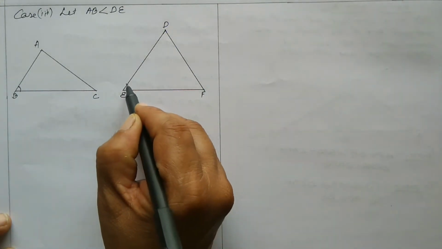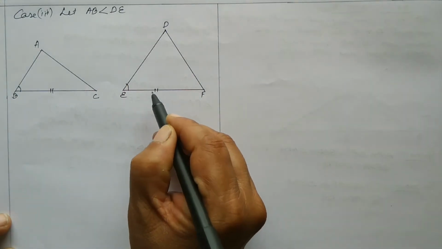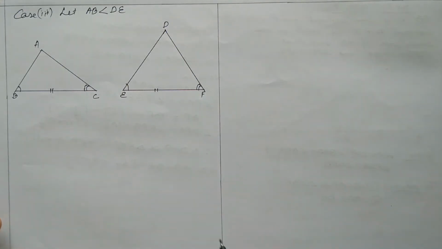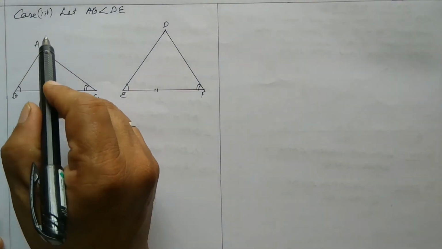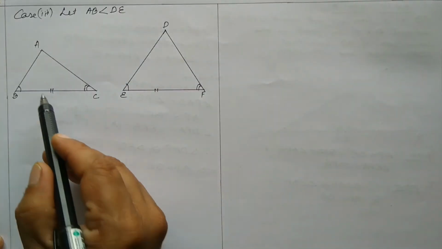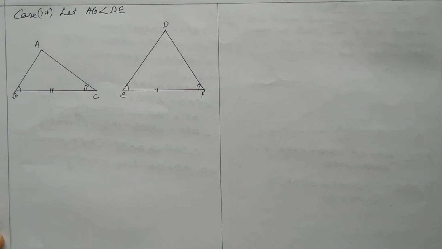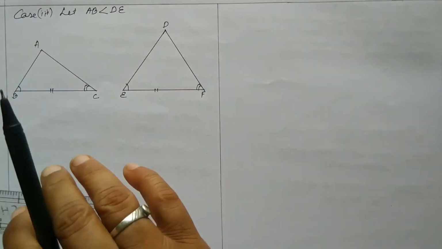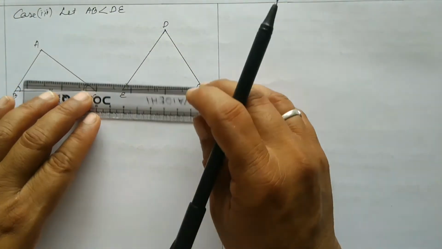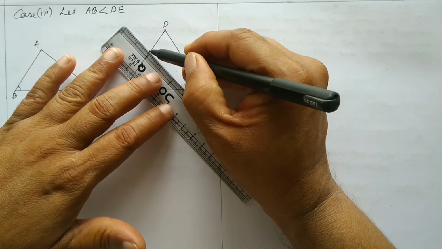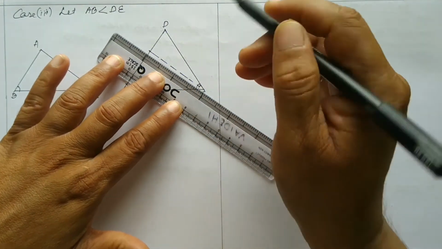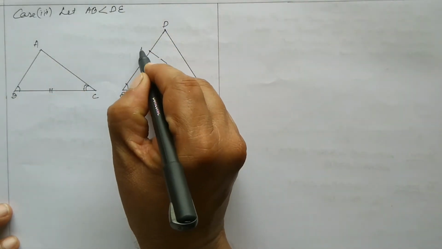Angle B is congruent to angle E, side BC is equal to side EF, and angle C is congruent to angle F. So we have considered here AB is smaller than DE. Then take a point M on side DE such that AB is equal to ME. Take a point M here somewhere on DE approximately, and join this M to F. We will join M to F by broken line. So this is point M.